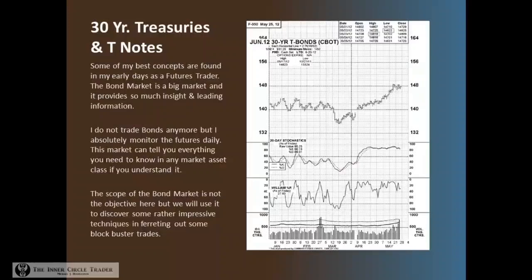Alright guys, 30-year treasuries and T-notes. Some of my best concepts are found in my early days as a futures trader, and the bond market is a big market, and it provides so much insight and leading information. Now, I don't trade bonds anymore, but I absolutely monitor the futures on a daily basis. This market can tell you everything you need to know in any market asset class if you understand it. The scope of the bond market is not the objective here, but we will use it to discover some rather impressive techniques to ferret out some blockbuster trades.